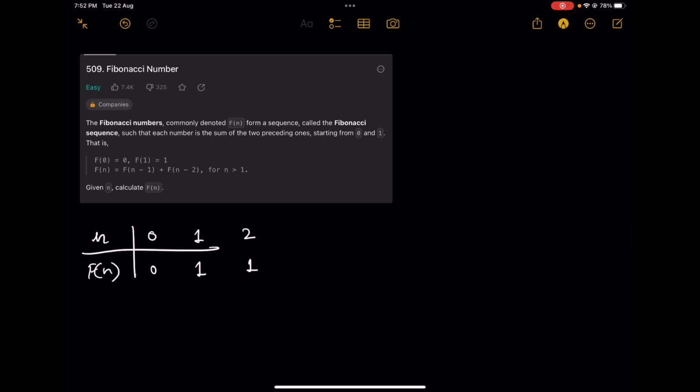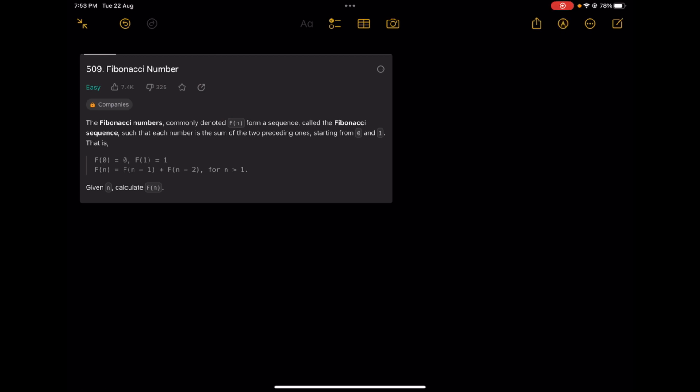Then we have the third Fibonacci number, which will be the sum of the 2 preceding Fibonacci numbers, which means the sum of 1 and 1, which is 2, right? Similarly, the fourth Fibonacci number would be the sum of the 2 preceding Fibonacci numbers, which would be the sum of 2 with 1, which is 3, right? And so on. So that's how the Fibonacci sequence looks. What we're asked to do is basically calculate the nth Fibonacci number for a given n, right?